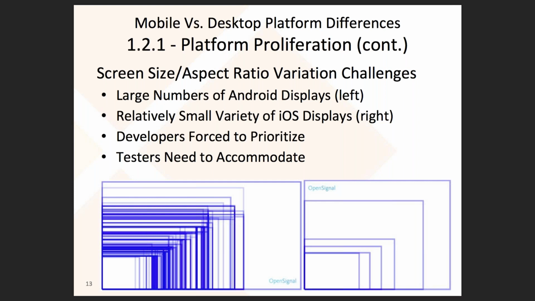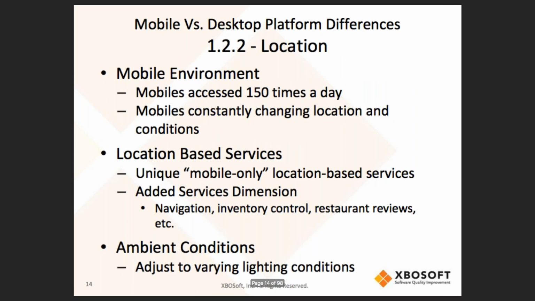Another interesting aspect is location. Location is something that exists both for desktop and also for the mobile phones. However, the mobile phones have a lot more interesting things going on because they are on the move. People might access their mobile phone 150 times a day, and their location's constantly changing. Location-based services on the mobile phone are very useful. Things like navigation, GPS applications for driving, or even a restaurant review where you're actually at the location of the restaurant. You don't have to go and search around. The phone could tell you that this is the restaurant of which you want to review.